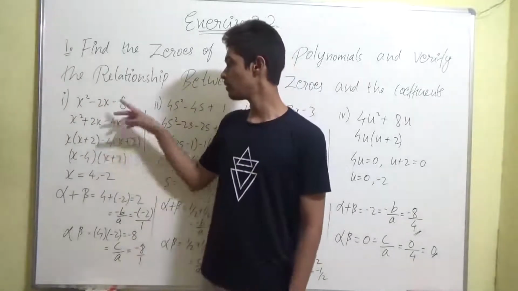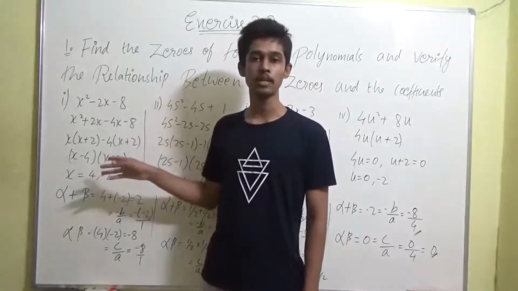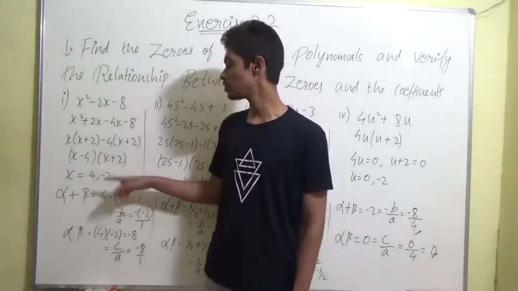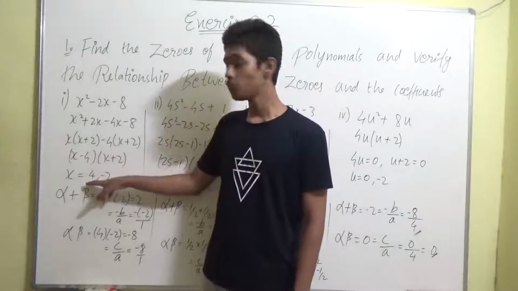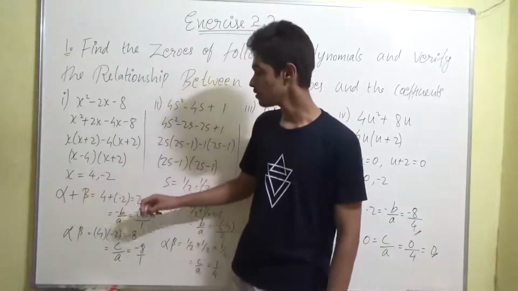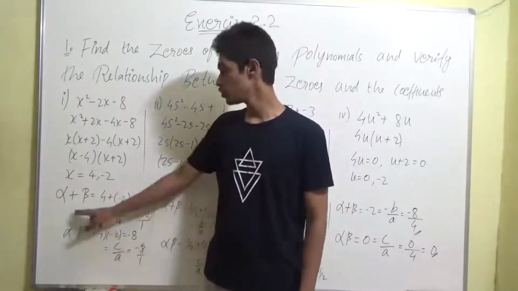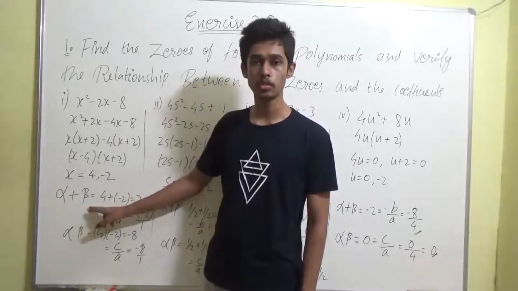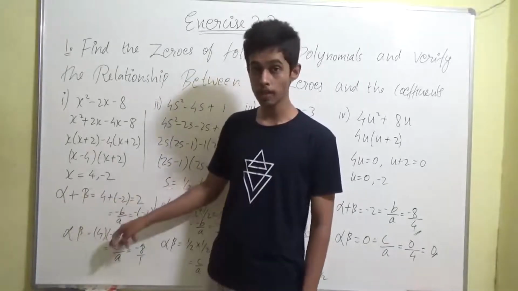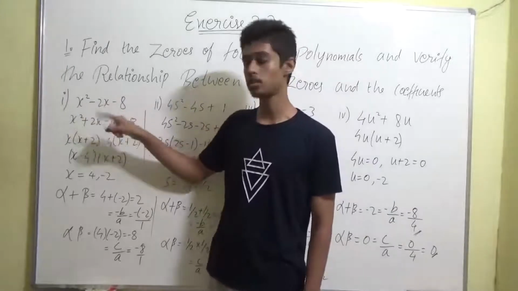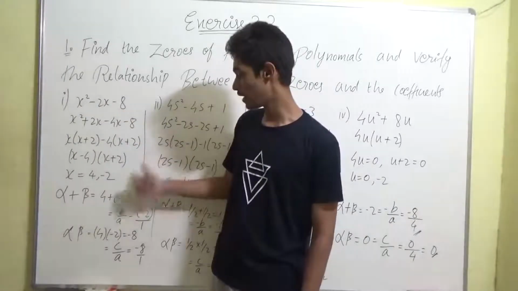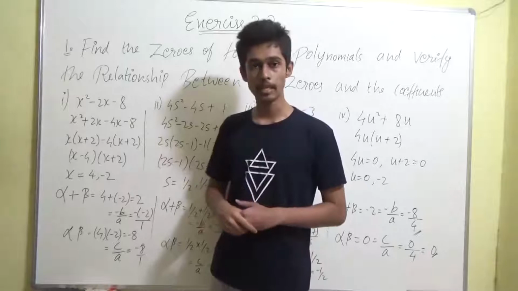So in this step we follow the splitting of middle term rule and then finding the zeros. In this question we found the zeros as 4 and minus 2. Now let's verify, guys. So alpha plus beta is minus 4 plus 2, which is equal to minus 2, should be equal to minus b by a, that is minus of minus 2 by 1, which is 2. So hence it is verified, guys. So alpha plus beta is verified.